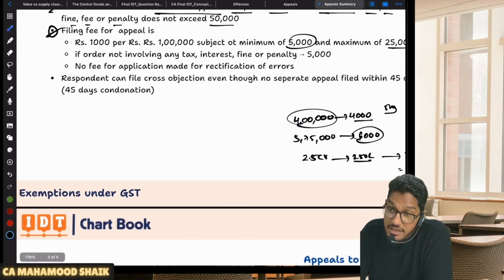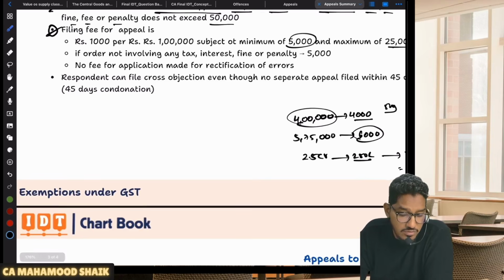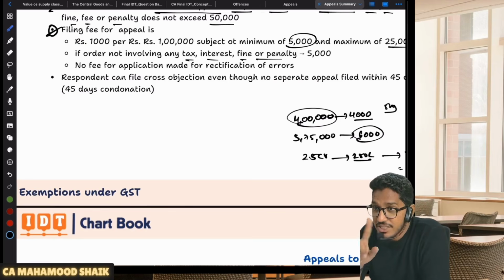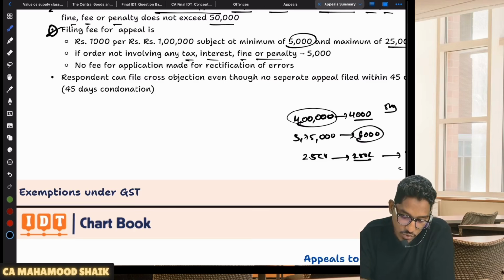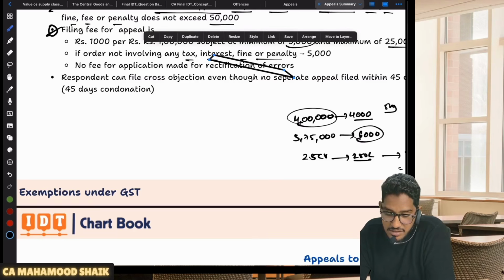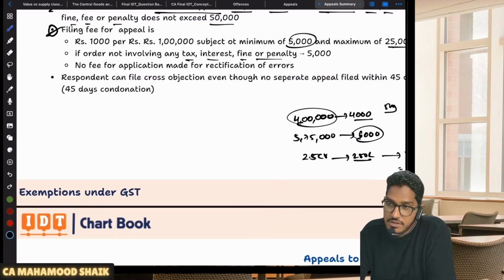Sir, in case I am filing an appeal for an order which does not involve any tax, interest, fine or penalty, let us say I am challenging an order for imprisonment, not for tax, interest, penalty, then how will I calculate late fees? Sir, don't worry, pay a fixed amount, 5,000. Next, no fee for an application made for rectification of errors. Here they have given one relaxation: if you are making an appeal for rectification of apparent errors, we don't want any fees from you.